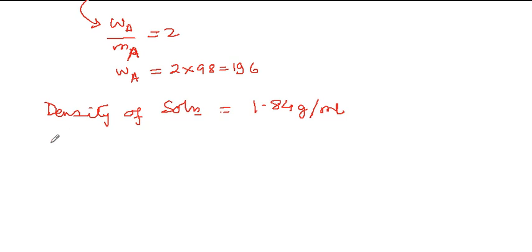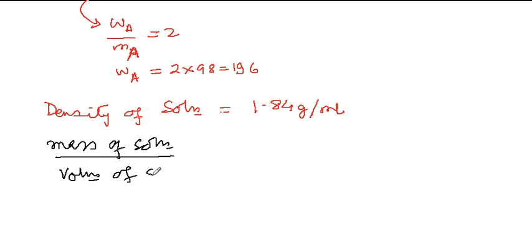The formula of density is the mass of solution. This is the density of solution, so it is mass of solution by volume of solution. This is 1.84 gram per ml. So the mass of the solution that we have is weight of A plus weight of B.